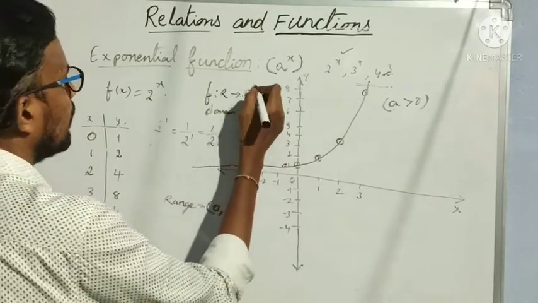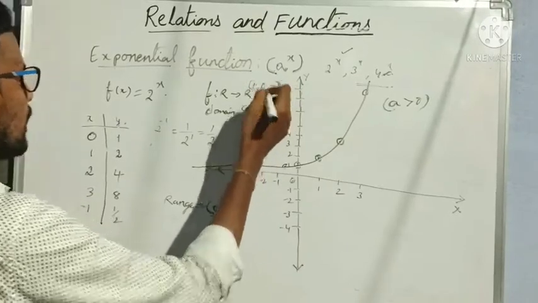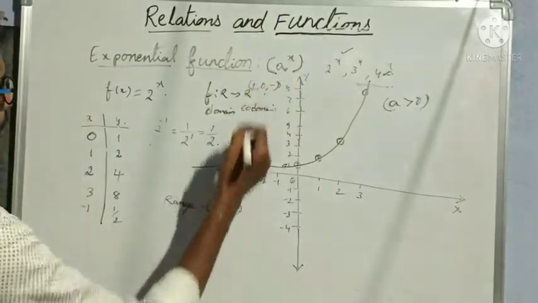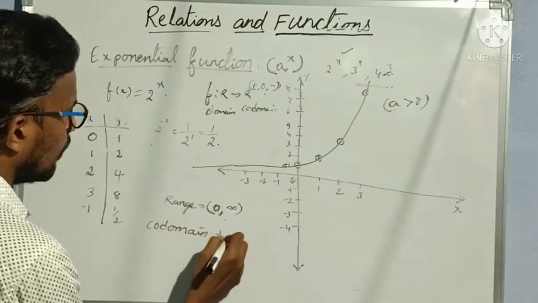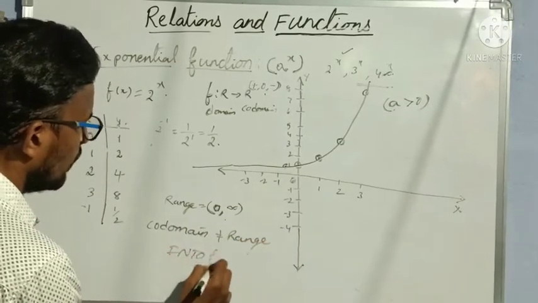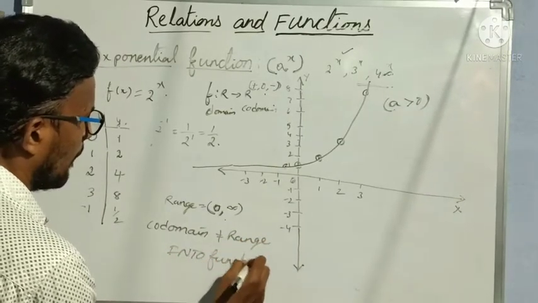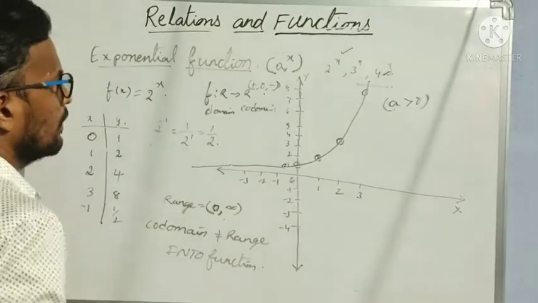The codomain contains positive, 0 and negative values. So here in the codomain negative values are there, but in the range negative values are not there. So the codomain is not equal to the range. So this type of function is what type of function? Into function. Understood? What type of function? Into function.